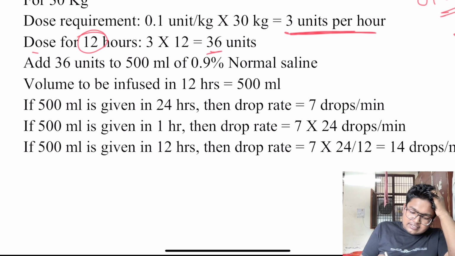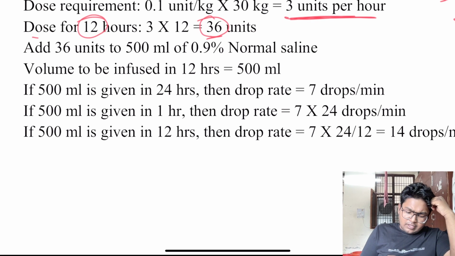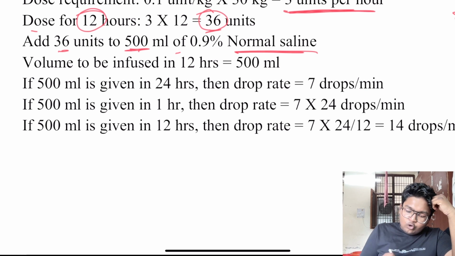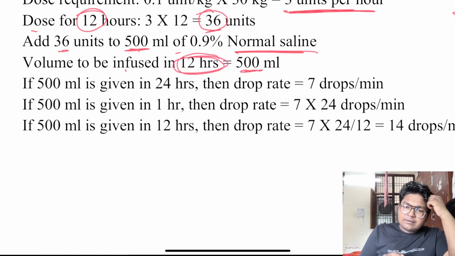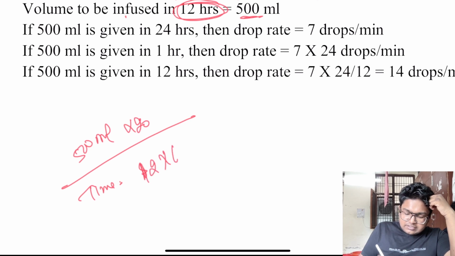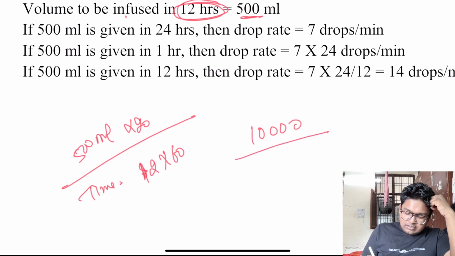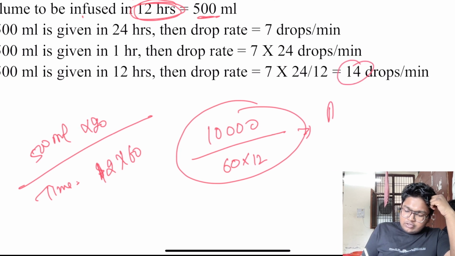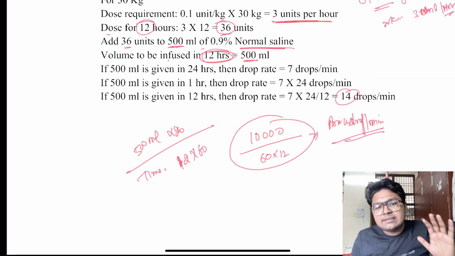Dose for 12 hours is 36 units. Straightforward. Add 36 units in 500 ml of normal saline. We cannot use dextrose because the person's sugar is also high. Volume to be infused in 12 hours is 500 ml. So, simple: 500 ml into drop factor 20 upon time. Time is 12 hours, meaning 60 minutes into 12. So it's 10,000 upon 60 into 12, and when we solve it, it will be around 14 drops per minute. Simple, as simple as that.